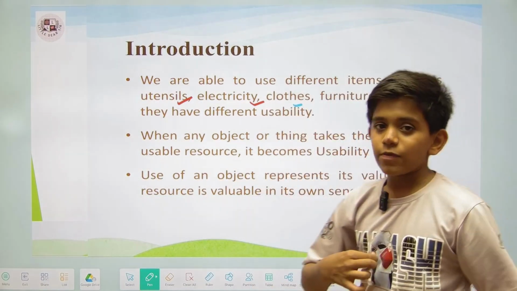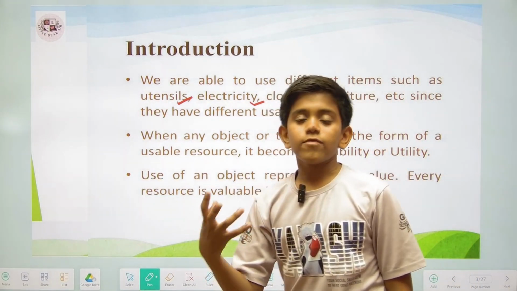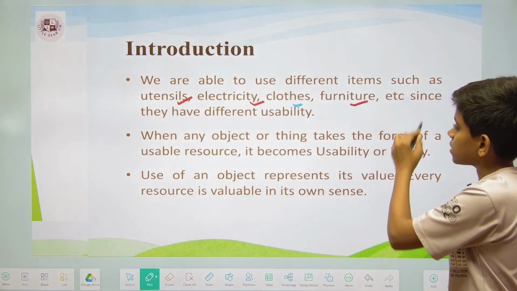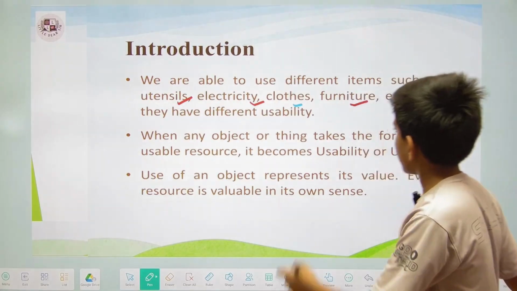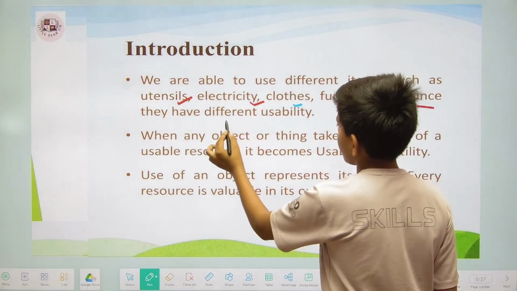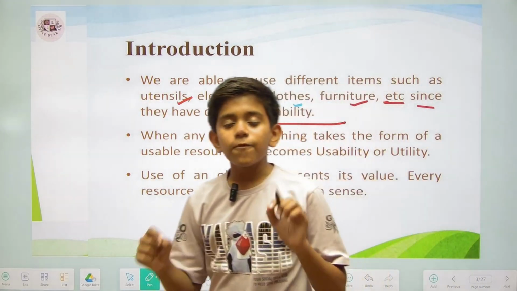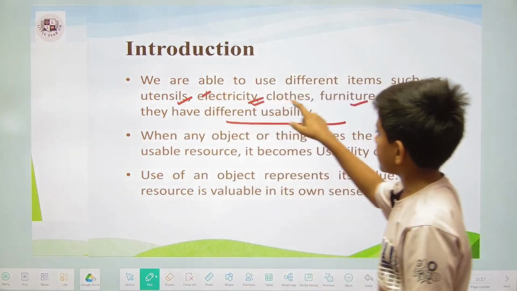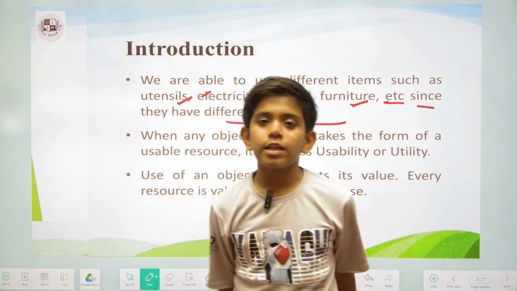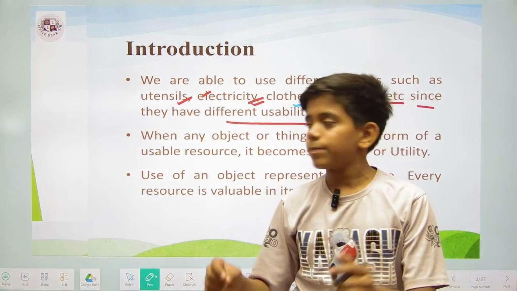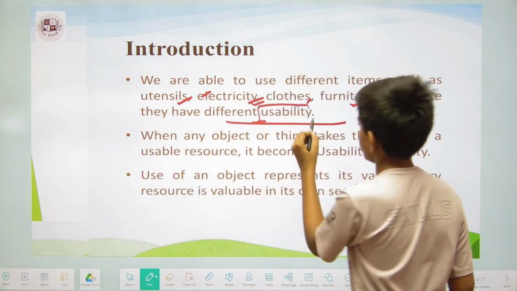Clothes. The clothes we wear are also something we use in our daily life. Furniture also you use in daily life: sofas, dining tables, chairs, etc. Since they have different usability. Everything has a different usability, as I told, for utensils, electricity, clothes, furniture, etc. There are infinite things that we can use in our daily life and they have a usability. This is very important, usability.